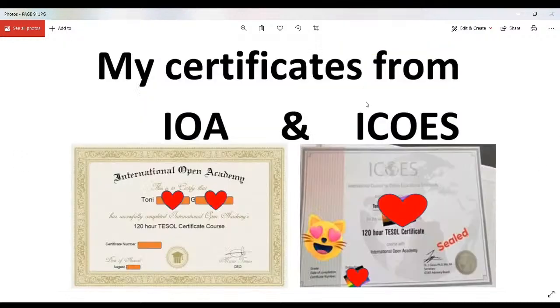Alright, so pakita ko lang uli, ano, ito yung mga certificates ko from International Open Academy. Yan, 120 hours. Alright. Certificate number, hanggang the date. And then, from ICOES, nakita nyo naman, sealed siya, no? And hard copy talaga. Maganda yung paper na pinagprintan nila dyan. Okay, meron din siyang personalized na letter. Kasama nito kapag minail nila ito sa inyo. Okay?